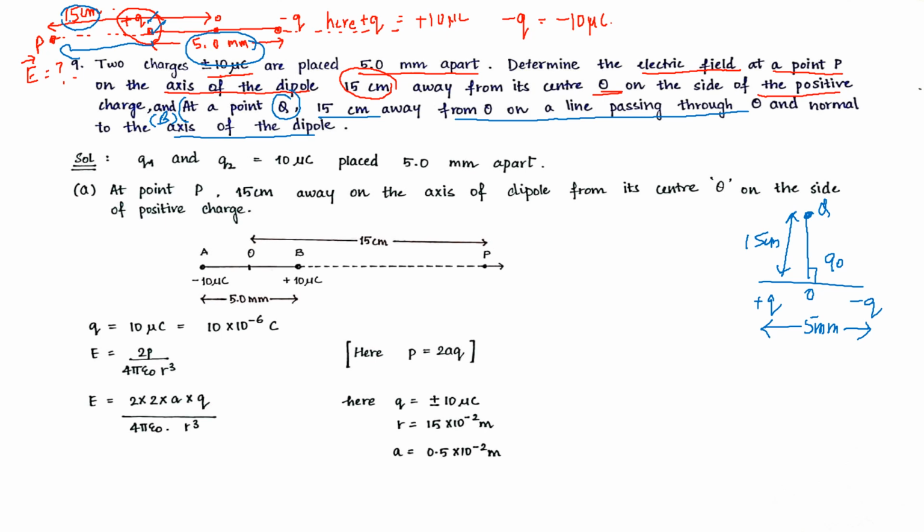So they are asking us in the question for the electric field at point P, which is on the same axis, and point Q, which is on the equatorial plane. Okay, so these are the questions they have asked. We have to find the electric field at these two points, and the location of these two points is explained in the question. So let's move to the solution part.